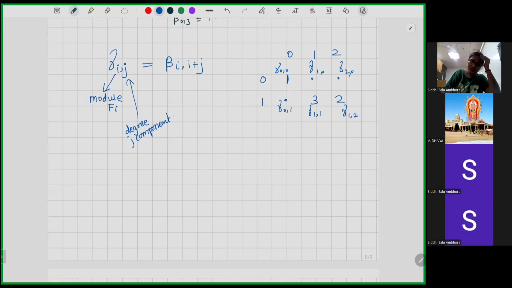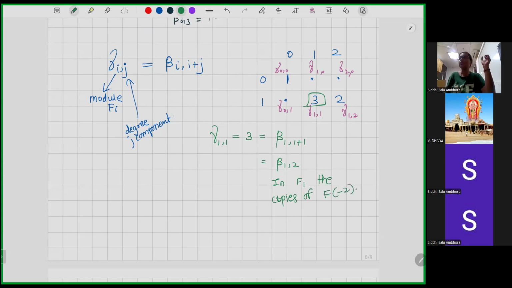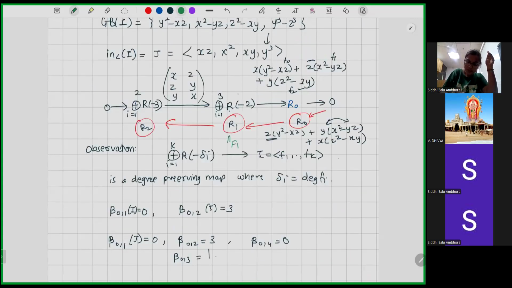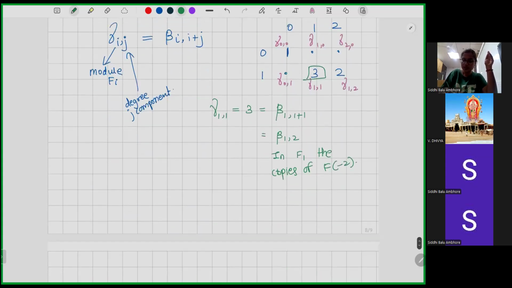So when I look at this component here, this is what? My gamma 1 1, right? Which is 3, which is what? Which is beta 1, 1 plus 1, which is beta 1 2. So what does this imply? The number of degree 2 components in my F1, the copies of F minus 2. That's what it means. So here, this is my R1, which is my F1. What is the number of copies of this minus 2 component here? It's 3, right? There are 3 copies.